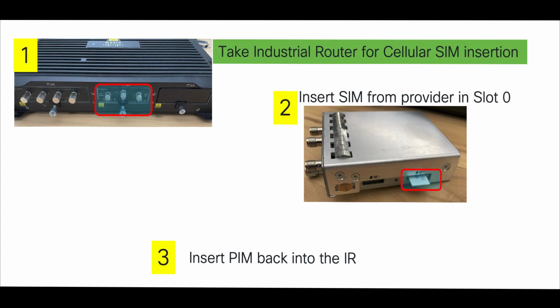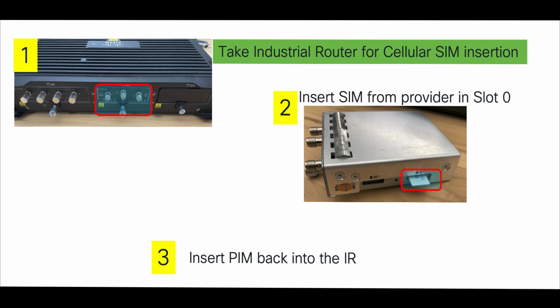To prepare for the industrial router onboarding, we want to have a couple of minimal steps. The first step is to remove the LTE module, 5G LTE, depending on the type of cellular module that you have. This is the primary WAN interface that we will be using for onboarding the device into the SD-WAN fabric. And we want to insert the cellular SIM provided by our cellular provider.